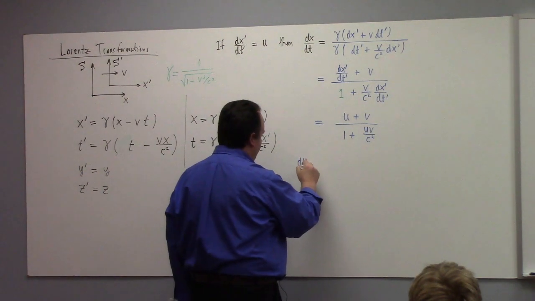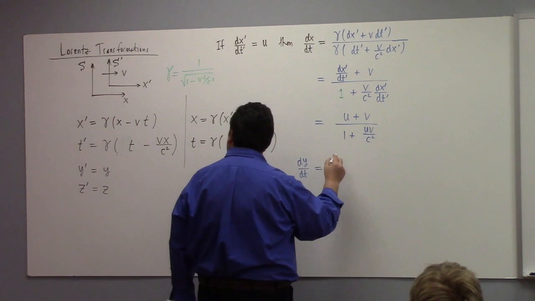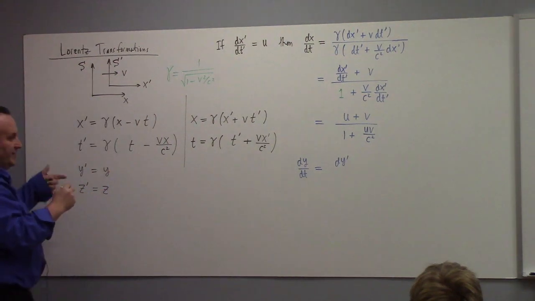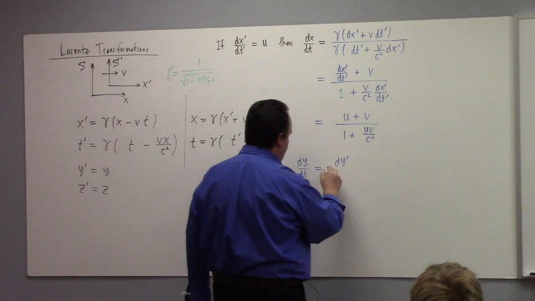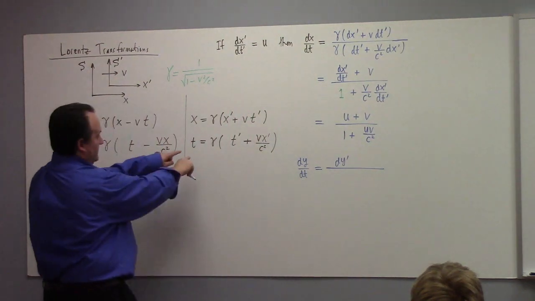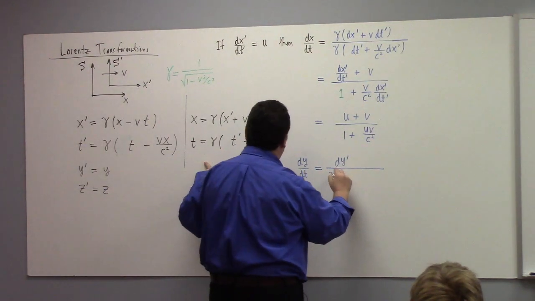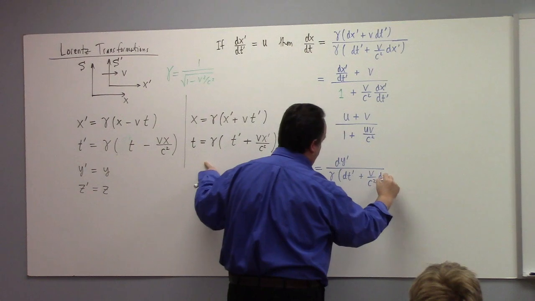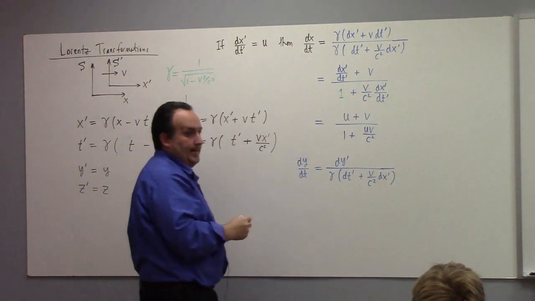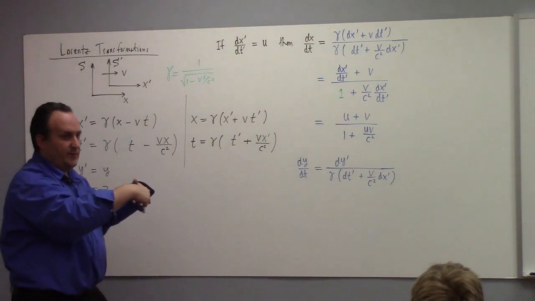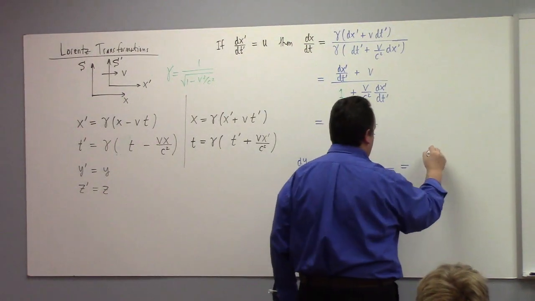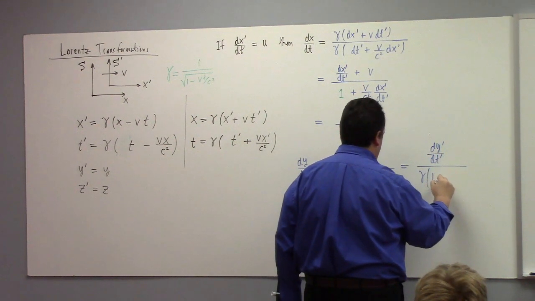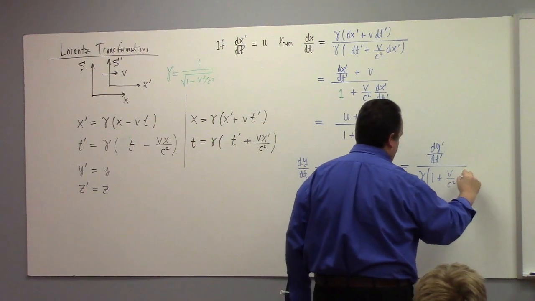What would dy/dt be? dy would be equal to dy prime, right? What's dt though? Well, dt is here, right? It's gamma times dt prime plus v over c squared dx prime, yeah? And so if you divide this relation by dt prime, what do you get? dy'/dt' divided by gamma times 1 plus v over c squared dx'/dt'.